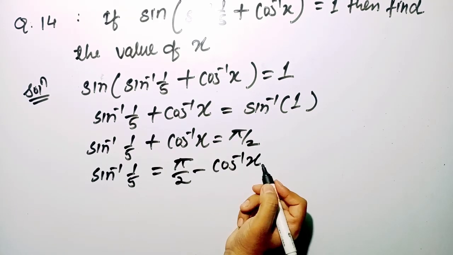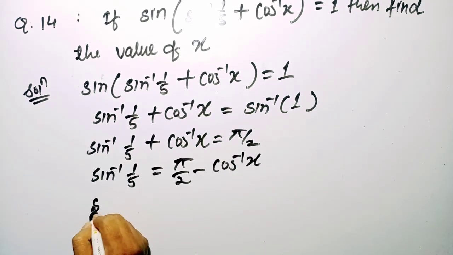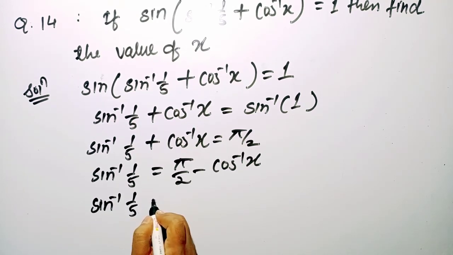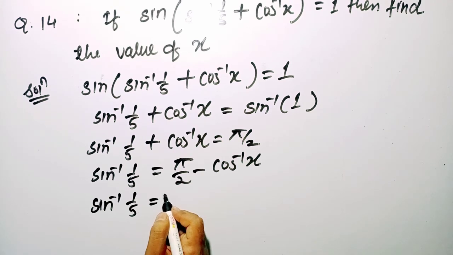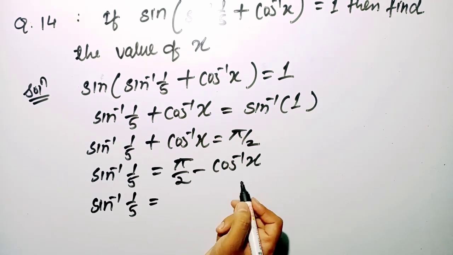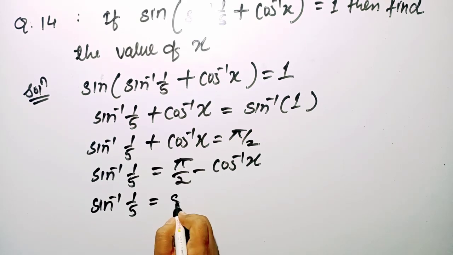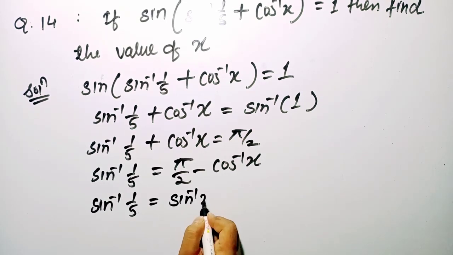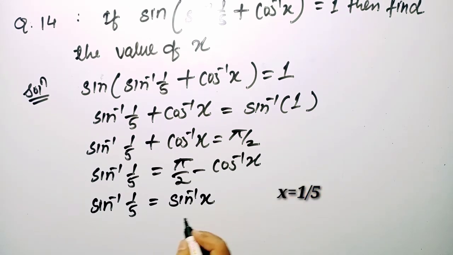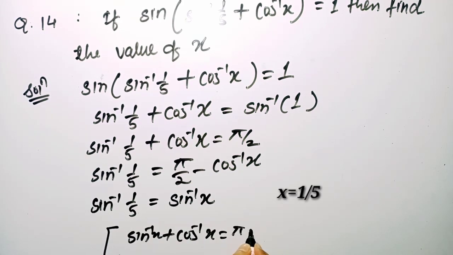Okay students, so applying sin on both sides, because we know the formula sin inverse x plus cos inverse x is equal to pi by 2. Students, here we have applied the formula sin inverse x plus cos inverse x is equal to pi by 2. Hope students you have understood this video lesson.